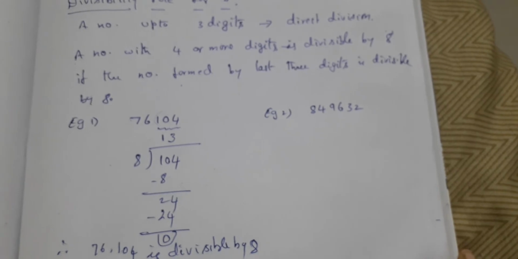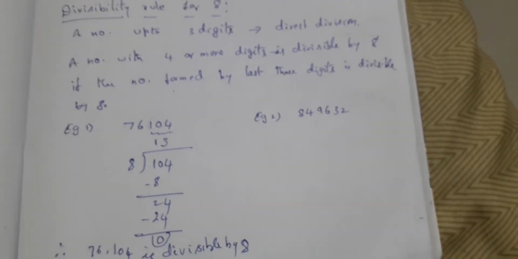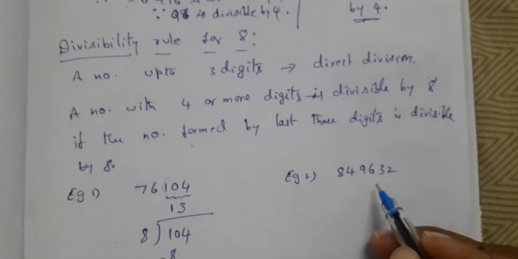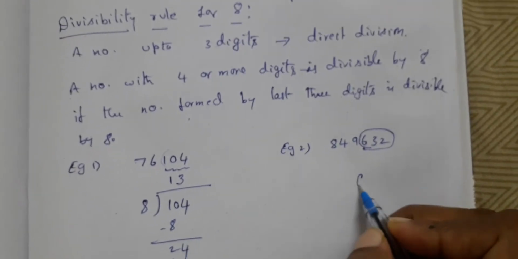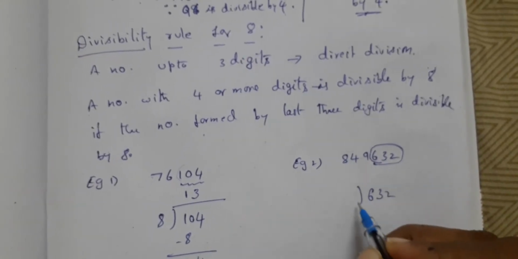8,49,632. Such a big number. Now how to verify? We have to check for the last 3 digits. What are the last 3 digits? 632. Let us verify if 632 is divisible by 8 or not.